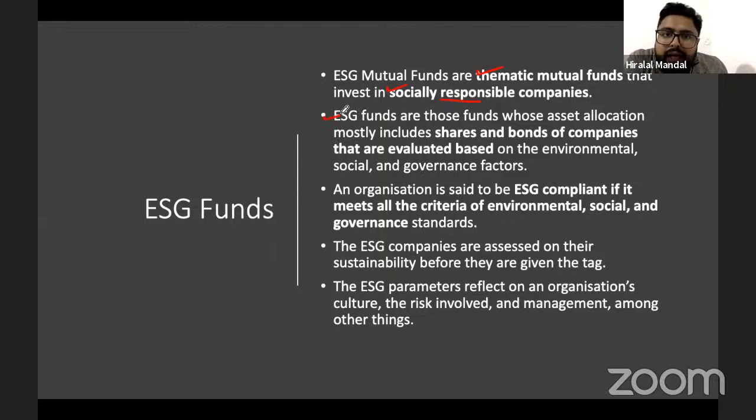ESG funds are those funds whose asset allocation includes shares and bonds of companies that are evaluated based on, and of course, they will make investment in those companies which will protect the interest of environment, social, and governance factors. An organization is said to be ESG compliant if it meets all the criteria of environmental, social, and governance. In this paper, the environmental, social, and governance standards have also been defined. So we'll look at those parameters that are utilized to understand whether the company is meeting these standards. What are those criteria?